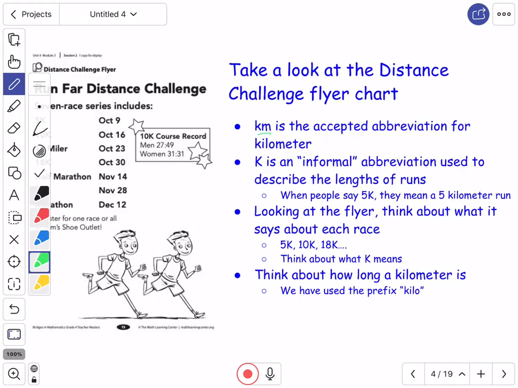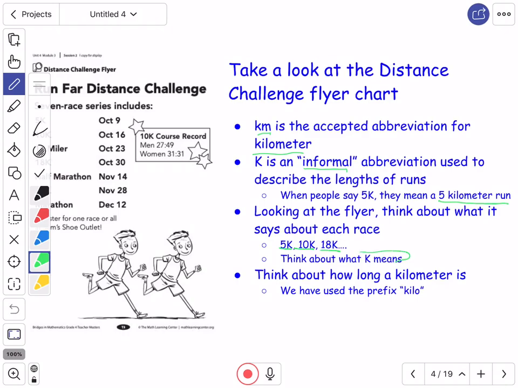KM is the accepted abbreviation for kilometer, okay? So KM means kilometer. K is an informal abbreviation used to describe the lengths of runs. So when people say 5K, that really means a 5-kilometer run.